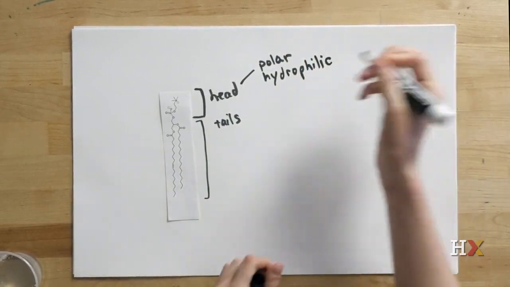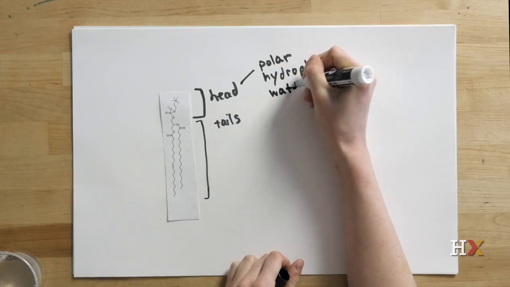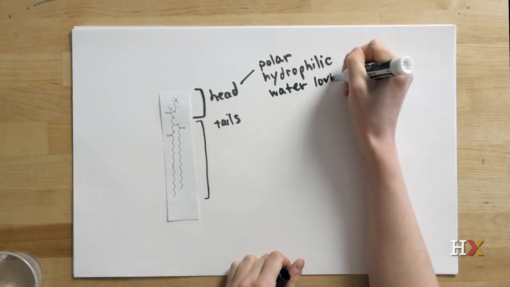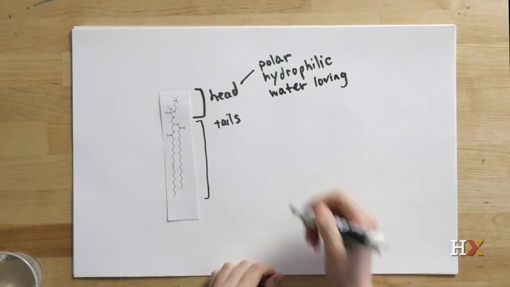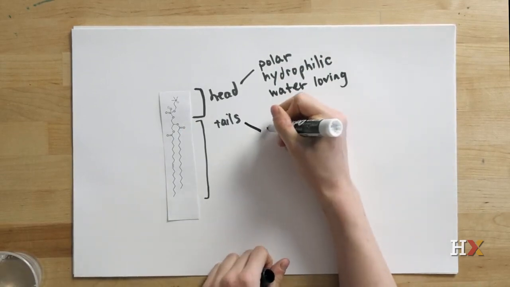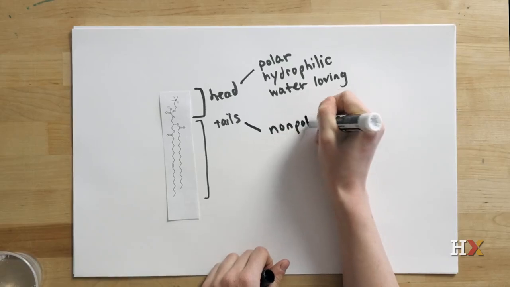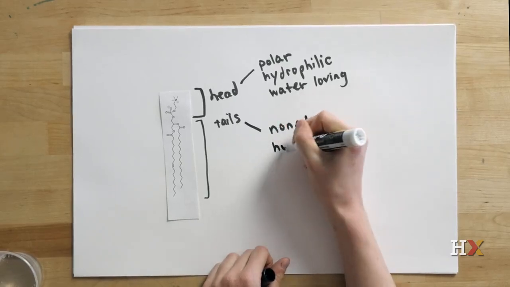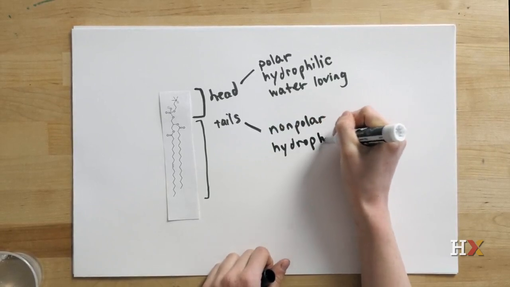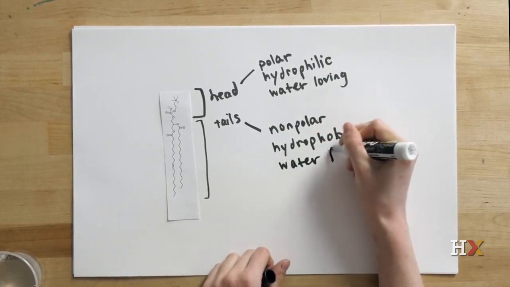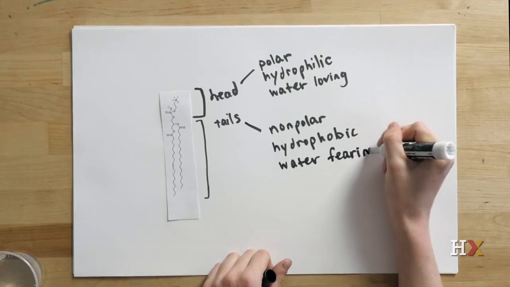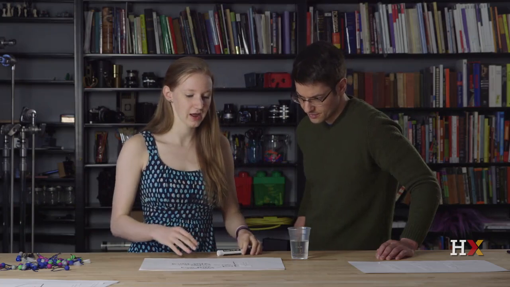And because it's hydrophilic, that means it's water-loving. So the head of a phospholipid is going to always want to interact with water. It's going to want to be next to water. And then the tails are nonpolar, exactly the opposite of the head in every way. They're hydrophobic, and this means that they're water-fearing. Got it.